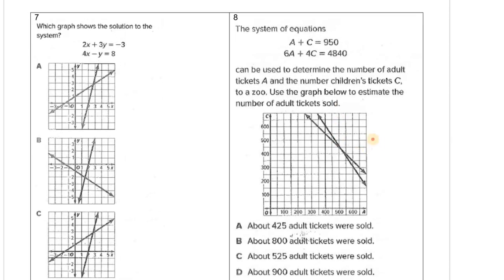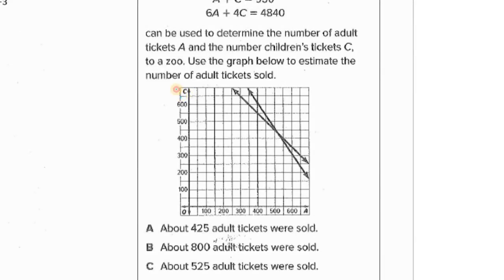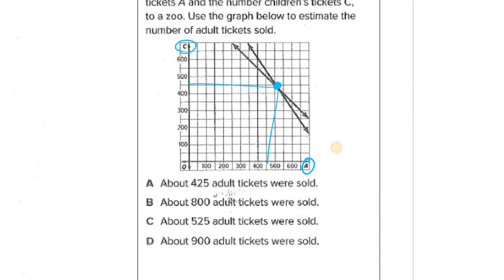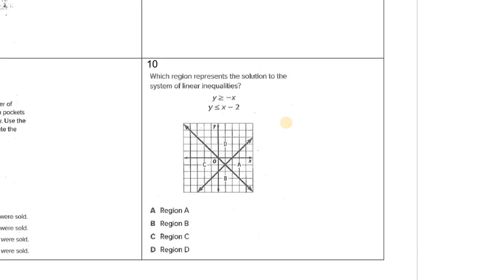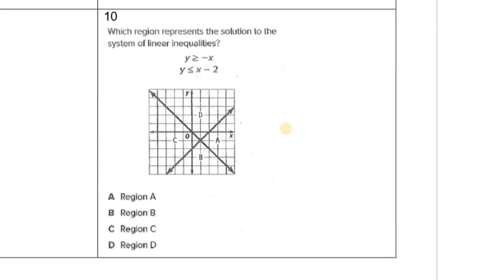And just a hint on number 8, C is for children and A is for adults, so you know which side it is. As we've said before, the only part we care about on systems of linear inequalities is where they meet, so you would simply look at the axes, the appropriate axis, to answer the question. And the last question I'll give you a hint on is question 10.